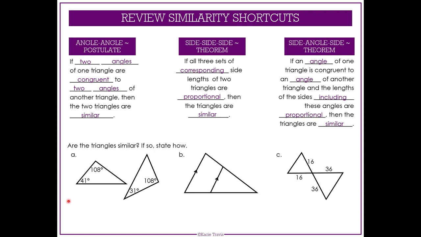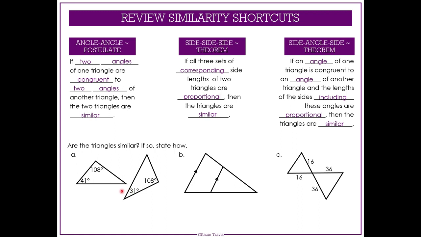All right, so we got three examples right here that we got to go through and hit. So let's hit those up. Are the triangles similar, and state how? First, note the sides that we got here. Note the angles that we got here. These are how we're going to be able to determine whether or not they are in fact similar. The first one we got here, we got 108 and 41 on one of our triangles. We got 108 and 31 on the other one.